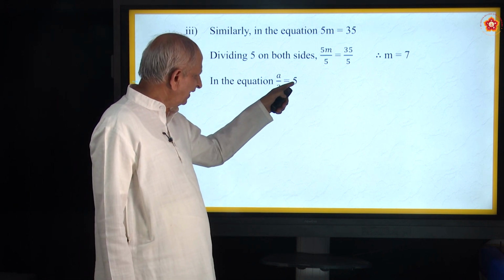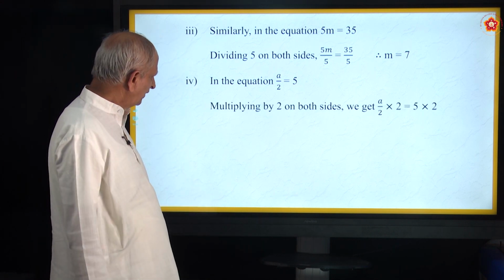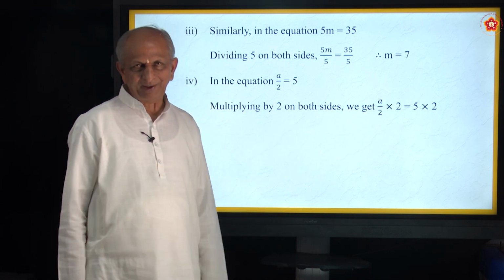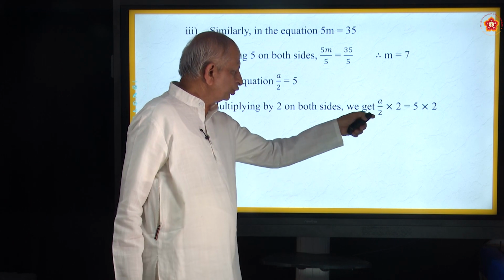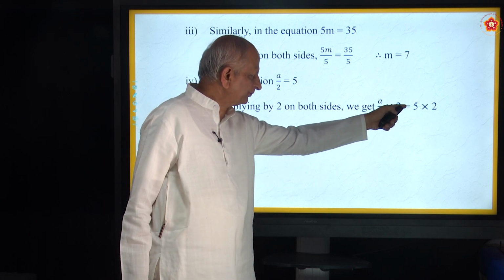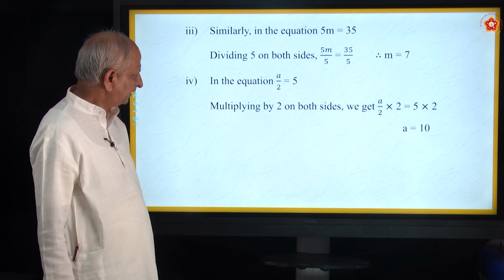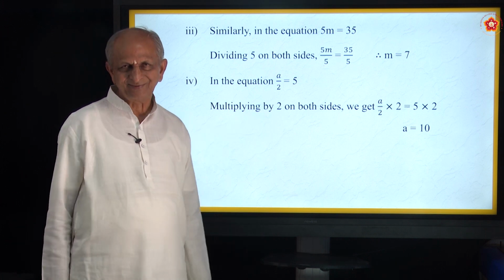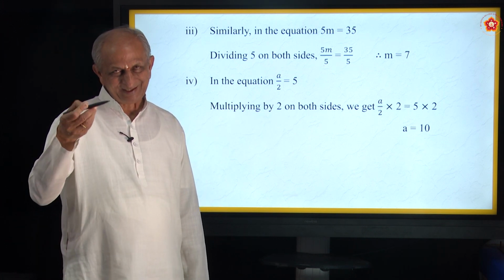What must you do? How to remove that? Suppose you multiply by 2 on both sides, correct. So, what do you get? a by 2 into 2. Why did you multiply? To get rid of the 2 here. So, 2 cancels, a becomes 5 into 2, that is 10. So, the value of a equals 10. Suppose you check here, 10 by 2, how much? 5.